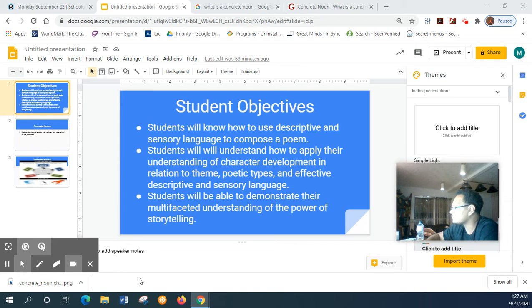Students will be able to demonstrate multifaceted understanding of the power of storytelling. If you haven't noticed, this entire book is a story. It's been telling the story the whole time. They've been telling the story in different ways through different poems, using the different poetic types, but it's still telling the story, and they're all narrative poems because they're telling a story. That's the power of storytelling.